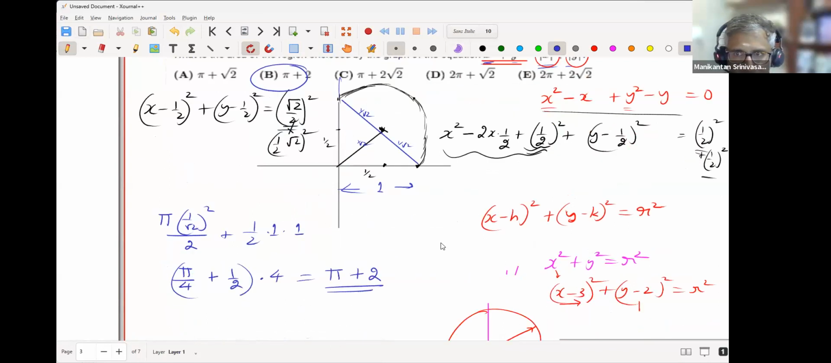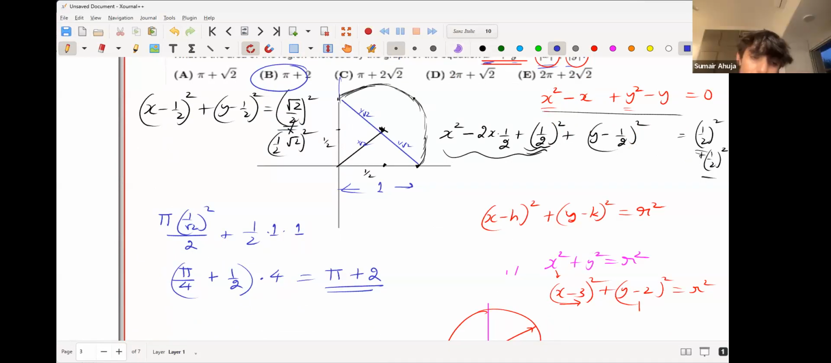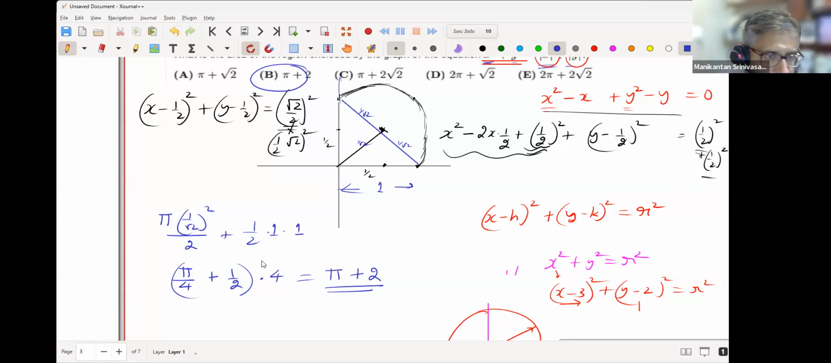Okay, cool. And did you guys know the circle equation? Sumer, did you know the circle equation? (x minus h) whole square plus (y minus k) whole square. Yes. Okay, all of you are okay. Ritisha, you're okay, right? You got this as well. Okay, so this was question 6.